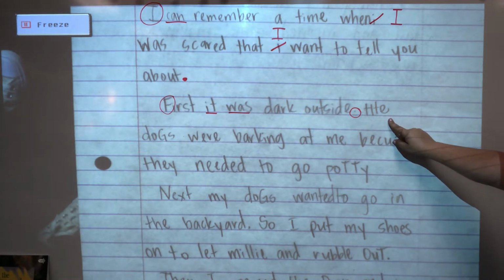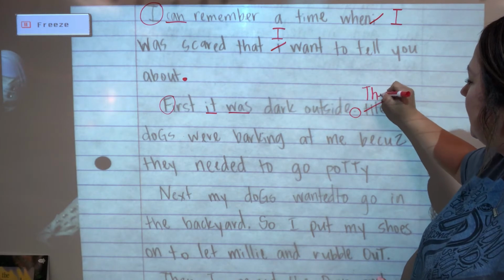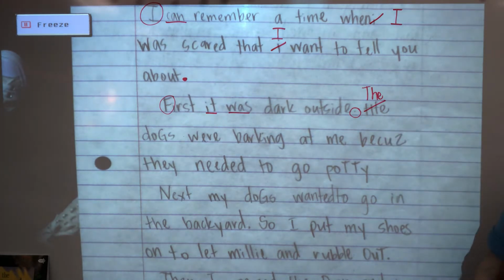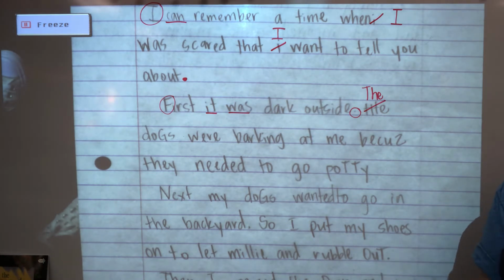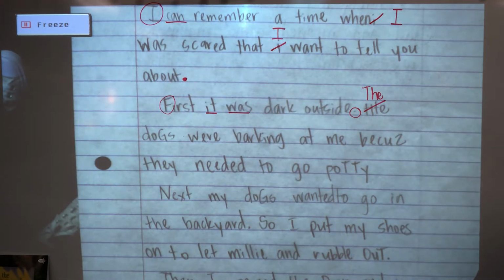That doesn't look right. I think this word is supposed to be "the," so I'm going to cross it out and replace it with the word "the." Now, if you're not sure how to spell the word "the," this is where you can use an online dictionary or ask an adult for help, but make sure you're getting those sight words, those words that you've been learning since kindergarten and pre-K, spelled correctly.